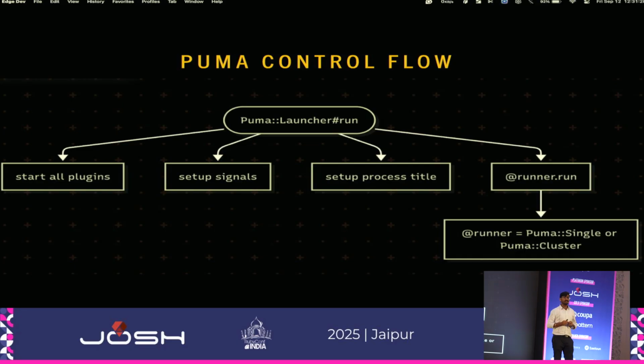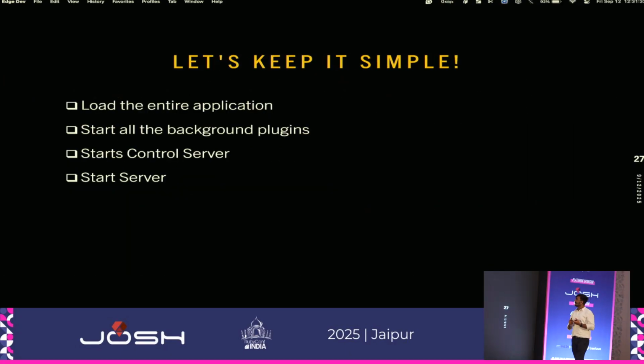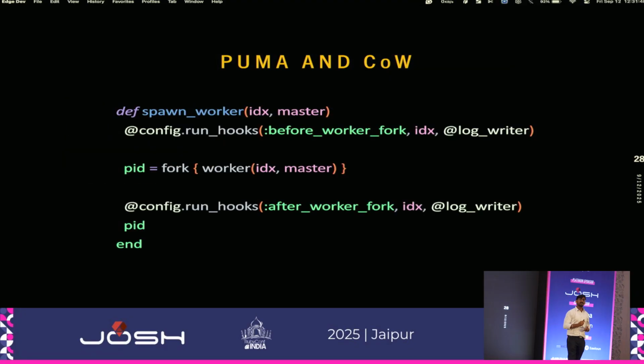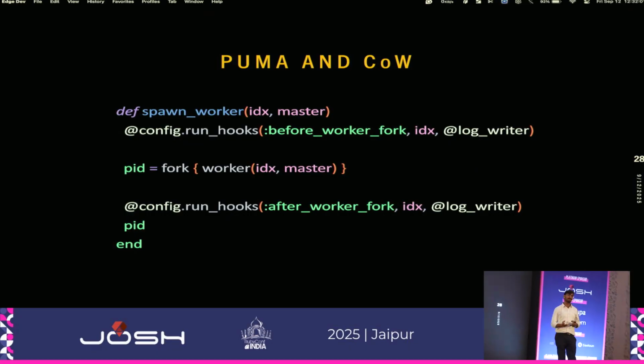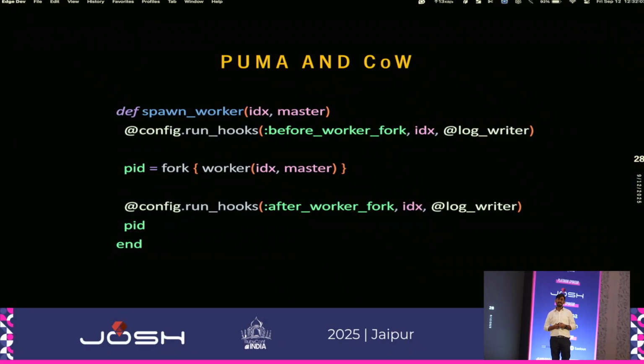You remember the run method? It loads the entire application first, starts all the background plugins, starts the control server, and then the main web server, which then traps itself in a while loop, and then it will start to listen for requests and call the handle request function, right? In the clustered mode, after the main web server is started, Puma spawns multiple workers using this code. This is high-level code. I mean, a lot more happens behind the scenes, but you can call it a high-level flow, or some people would like to call it the gist, right?